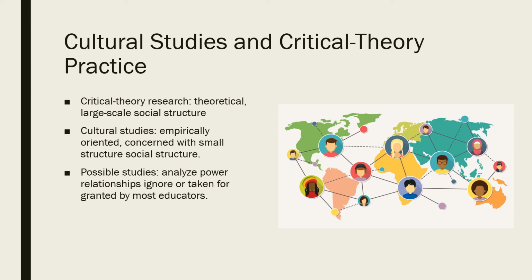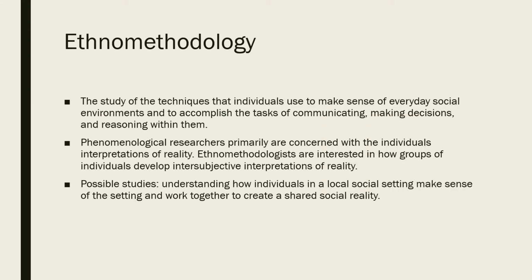Now some possible studies that you could use with this are to analyze power relationships, which are often ignored or taken for granted by most educators. And then the last method under type 2 of qualitative research is ethnomethodology. This is the study of techniques that individuals use to make sense of everyday social environments and to accomplish the tasks of communicating, making decisions, and reasoning within them.